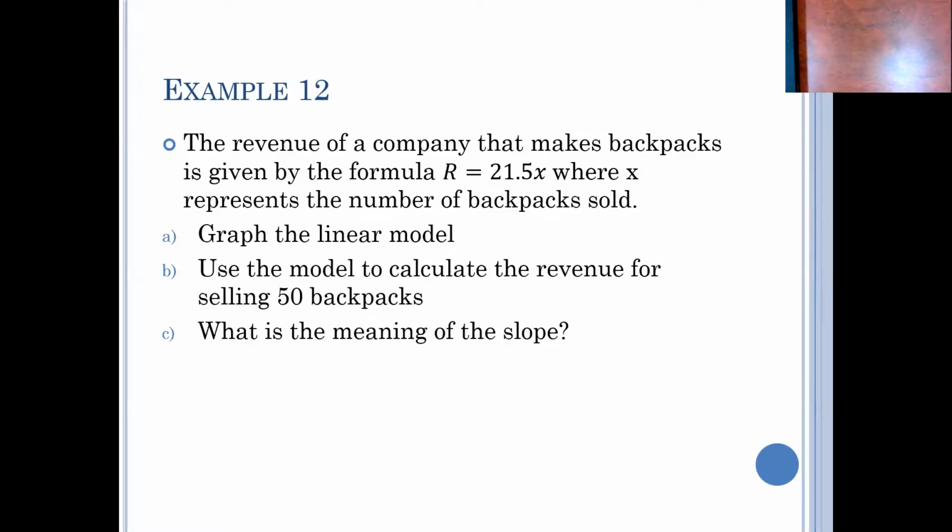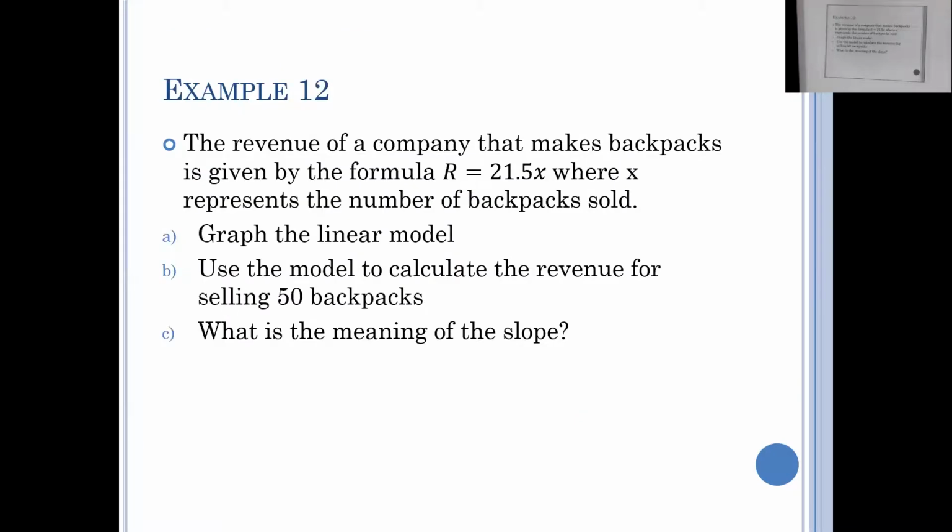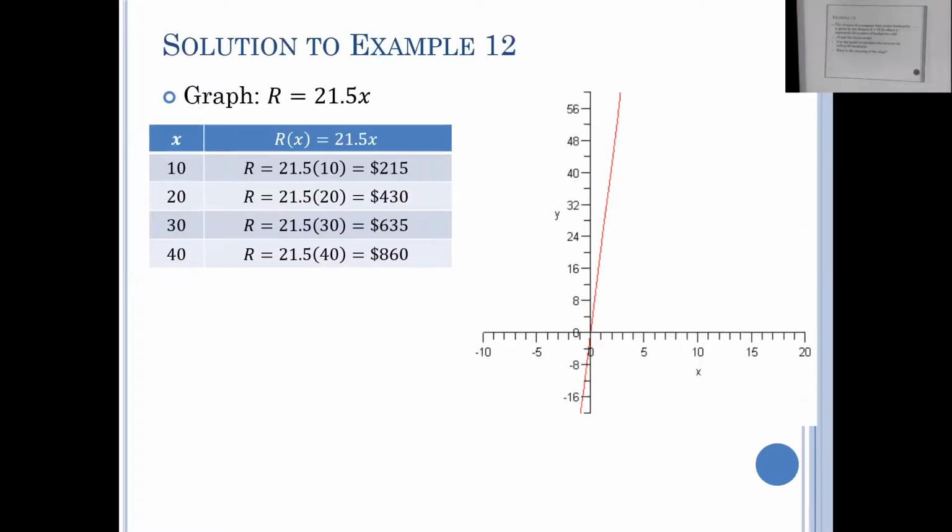So one of the things about sketching a graph, one of the better approaches is just to make up a chart and then select 4 or 5 values for x and plug those in and see what happens. So what I did was I just tried 10 backpacks, as you can see in my chart, 20, 30 backpacks, and 40. So that's my x value. And then my y values will be here.